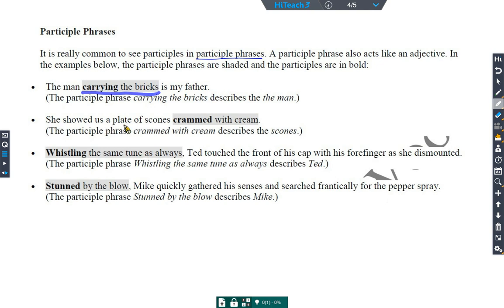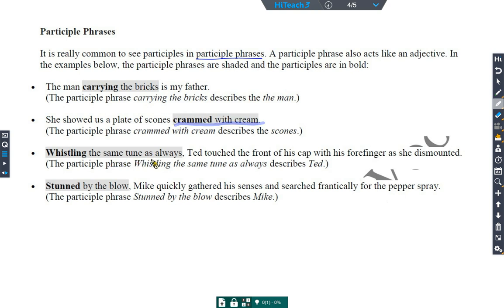She showed us a plate of scones crammed with cream. Scones is a kind of food and I really like it. I don't know if you like it. But what kind of scones? Oh, so crammed with cream. Because it's full of cream. So crammed with cream describes the scones. Let's see another example here.